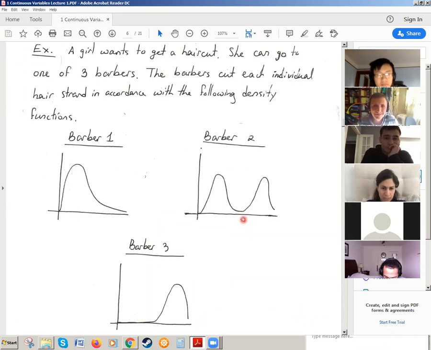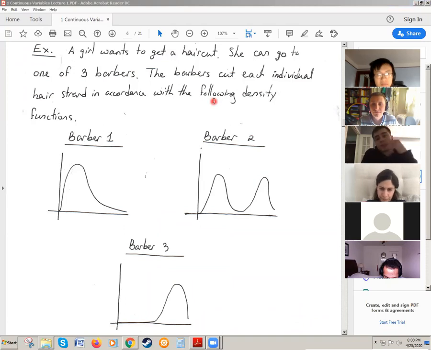Because the density function is more above, like half length. Right. So long hair, and she wants to get a long haircut. Maybe that barber has a better one. Right. Yeah. But that's brilliant, right?